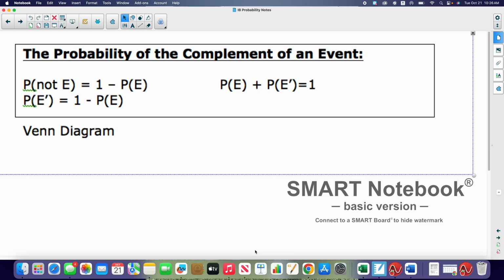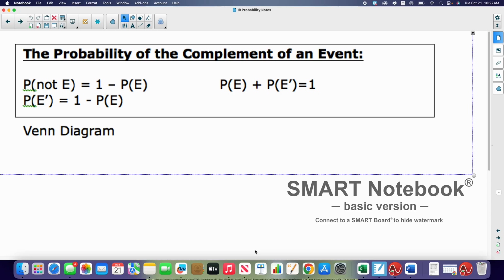Laid the foundation of probability yesterday. We did a lot of sample space things yesterday. We're going to talk about Venn diagrams today. Venn diagrams are going to help us see these things and help us get answers as we're going along.